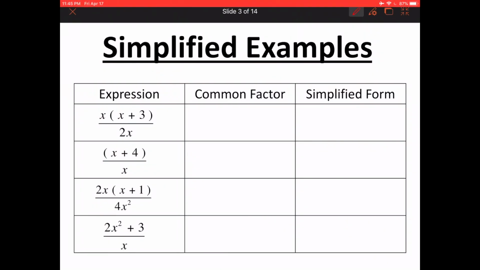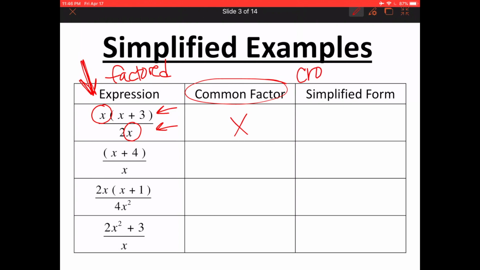Let's put a bunch of examples here for you so that you have a picture in your head as we move through some more complex examples in the PowerPoint. So here's my expression. Notice everything is already factored for you. So that's why these examples are just to warm you guys up, okay? So everything's factored. What's my common factor? What do they both share in the numerator and denominator? The only thing that they both share is x. So for the simplified form, remember we cross out that common factor. So if I were to cross out the x in the numerator and the x in the denominator, my final simplified form would be x plus 3 over 2.